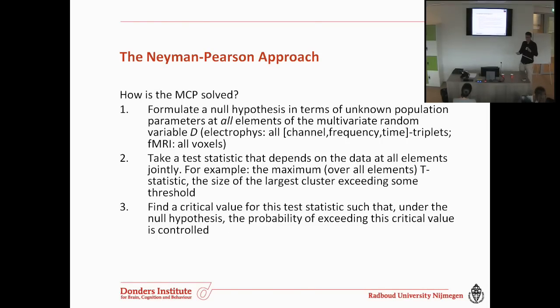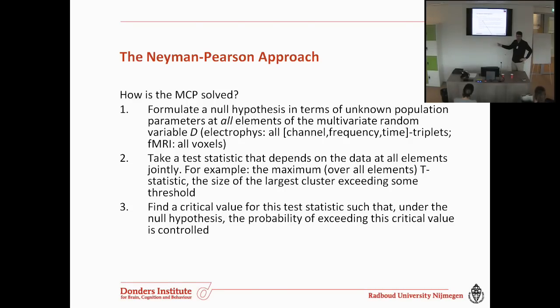Okay, so that's the idea behind it, and now let's see what we have to do if we want to apply this, not to scalar observations like reaction times, but to a data set which has 100,000 samples, like an MEG data set. How do you go about that? What you do now is you formulate your null hypothesis in terms of unknown population parameters at all elements of the multivariate random variable D.